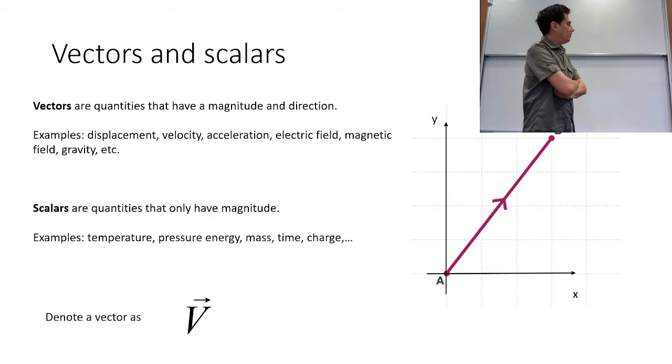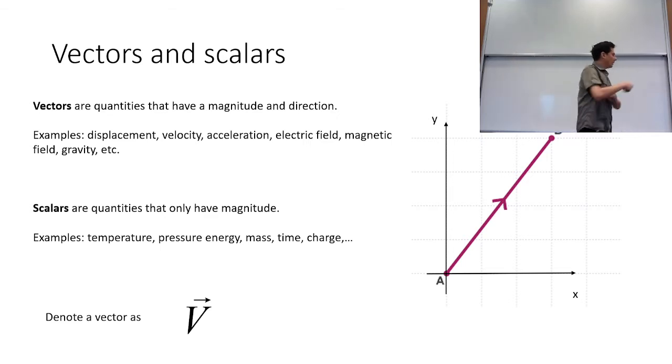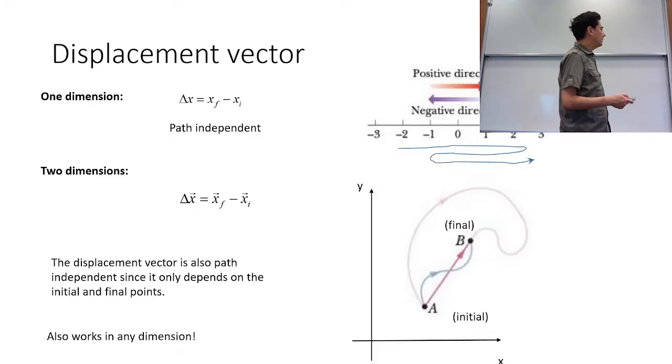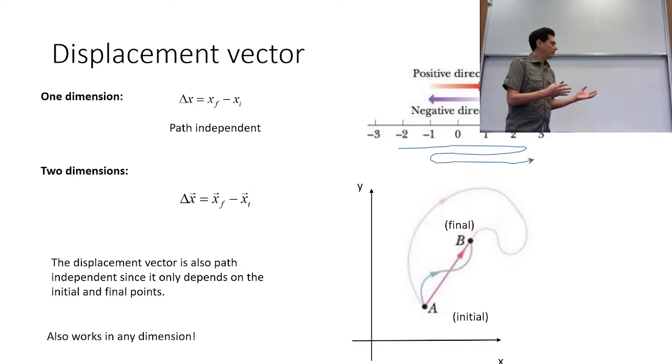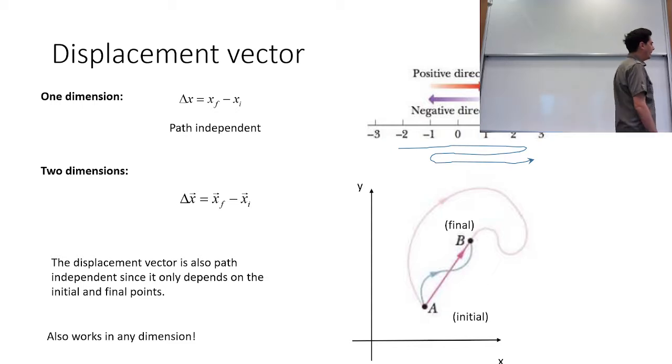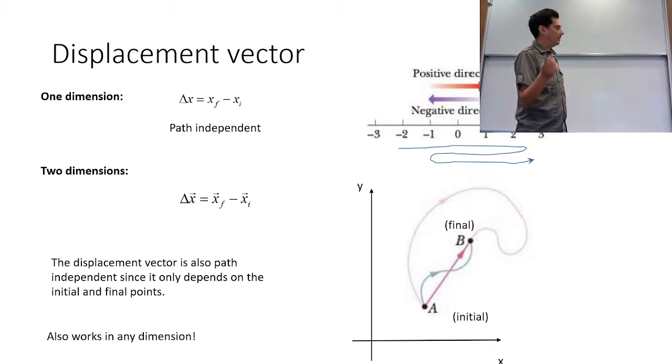So as you probably all know, vectors are quantities that have some magnitude and direction. And we looked at various examples of vectors versus scalars. Maybe our first example of a vector is the displacement vector. It is the change in position from the initial to the final point. In one dimension it's the final position minus the initial position. In the vector language it's exactly the same, except that everything is done with vectors. It's a path-independent quantity.